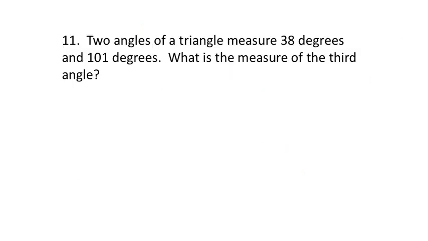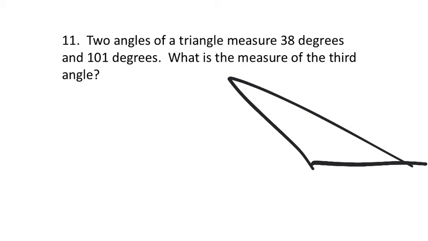Two angles of a triangle measure 38 degrees and 101 degrees. What is the measure of the third angle? Okay, so this is what we're going to do if you need to solve for the third angle of a triangle. We'll just kind of draw this out. Doesn't really matter what it looks like. Something like this. So this one right here is the 101 degrees. It's got to be bigger. And then, I don't know, we'll call this one the 38 degrees.